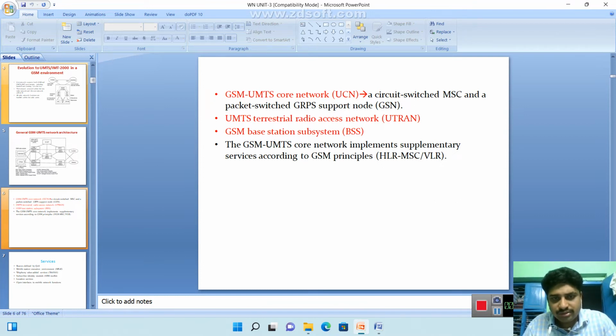Next we are going to discuss UTRAN. The UMTS comes under the subtopic called UTRAN, that is UMTS Terrestrial Radio Access Network. And our third main topic is the base station subsystem. These are the very important key parameters while using 3G services.